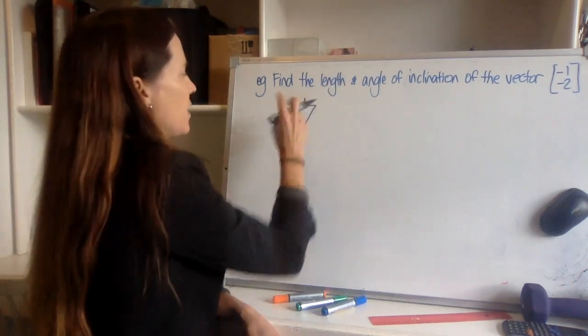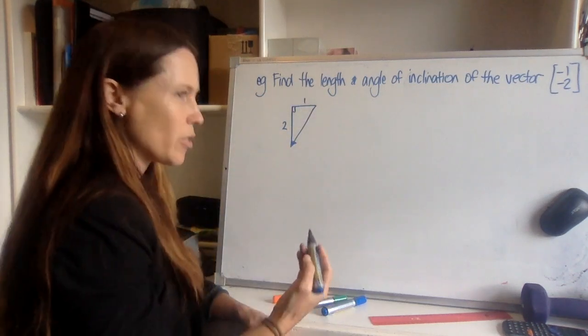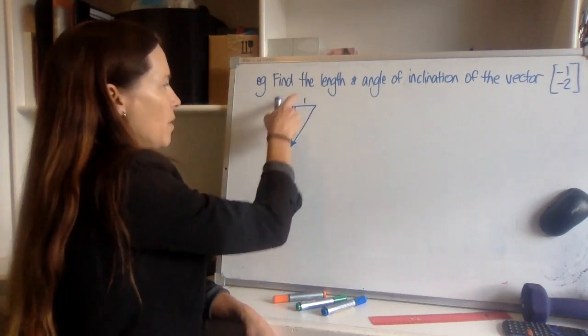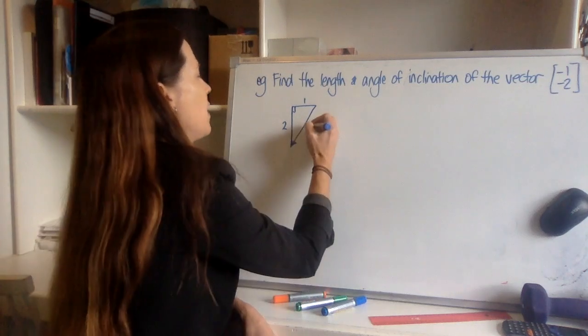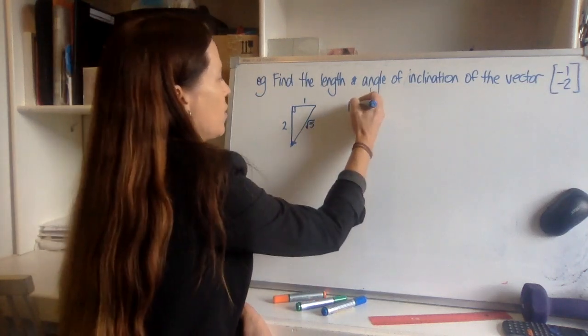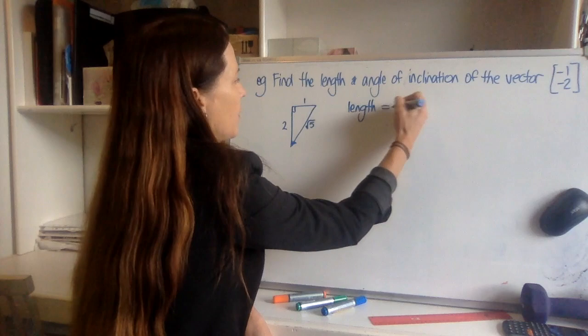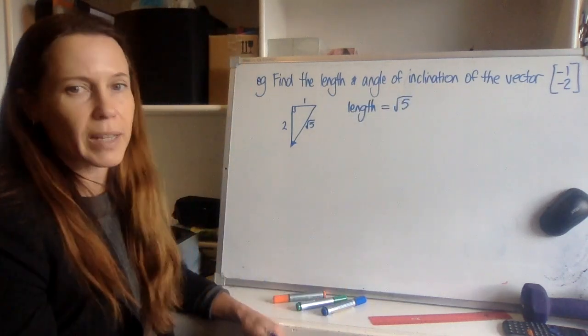So length is easy enough. We've got a right angled triangle here. Let's just use Pythagoras' theorem. So 2 squared plus 1 squared is going to be 5, and that makes this root 5. So we can find that easily. Length equals root 5. The angle will be a little bit trickier though.